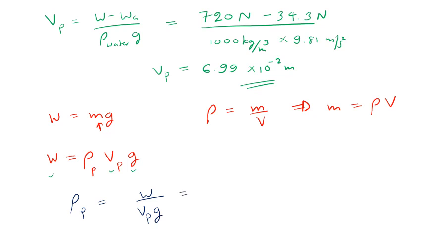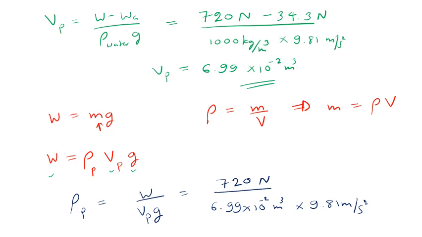So you can substitute the numbers. Weight of the person is 720 newtons, divided by the volume of the person. That's the answer for the first part of the question, 6.99 times 10 to the power negative 2 cubic meters. Here the cubic part is missing, so I will put it here, cubic meters, and multiplied by the gravitational acceleration constant, 9.81 meters per second squared.